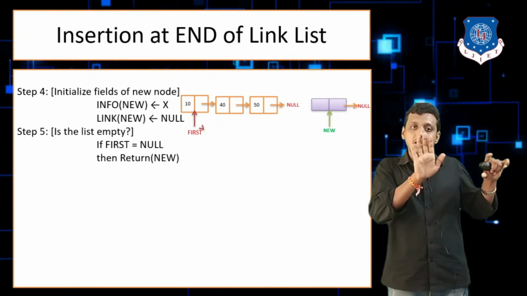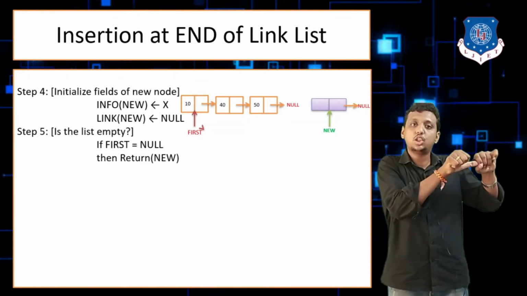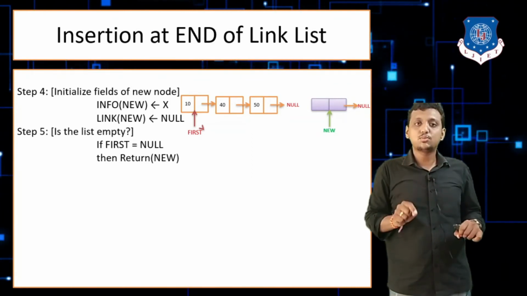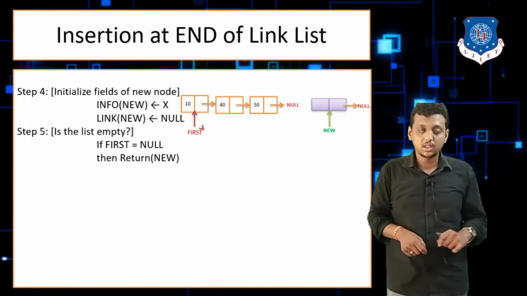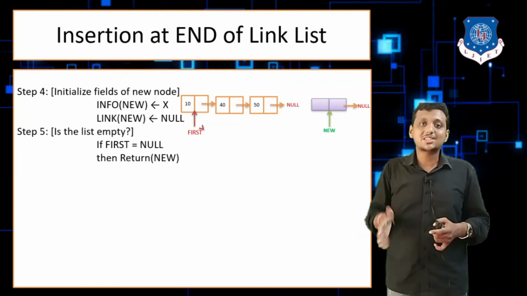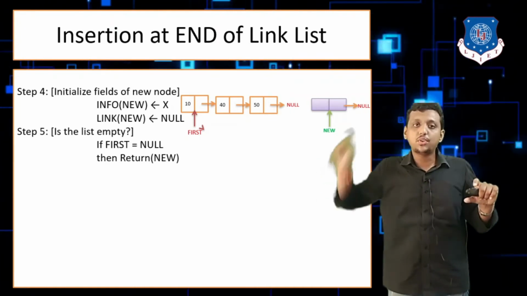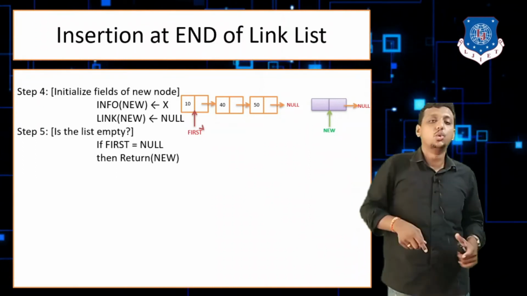If this is my last node, then the link of the last node will connect to the new node. This is what you need to perform. But for this, we need to assign a pointer to the last node. That means we need to go from the first node to the last node.